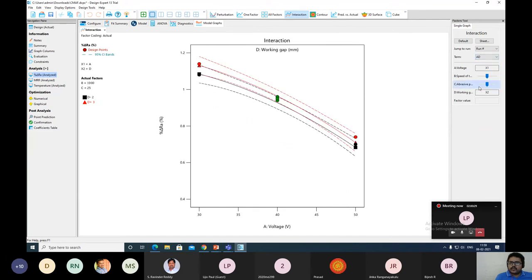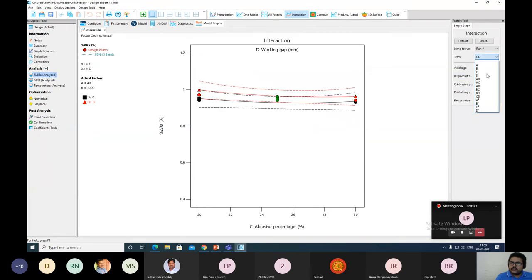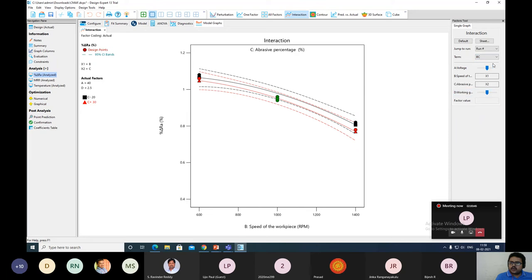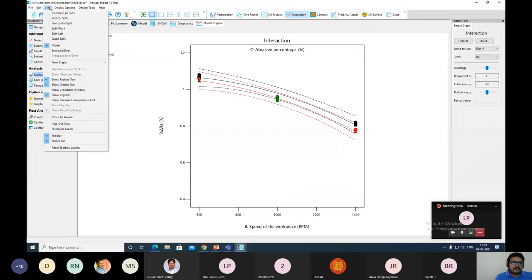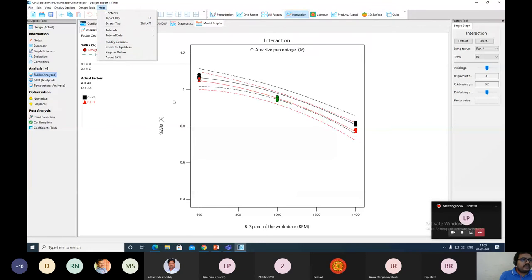And similarly, if the lines are parallel, then you can assume that there is not much interaction of this voltage, there is not much effect if the working gap and voltage are controlled or maintained at various levels. So like that, you can see the interaction plots and 3D, 3-dimensional surface plots, etc. I think in the hands-on session, you can get in detail about all these tools. I think they are already planned as per the schedule I have seen. So there you can explore this.